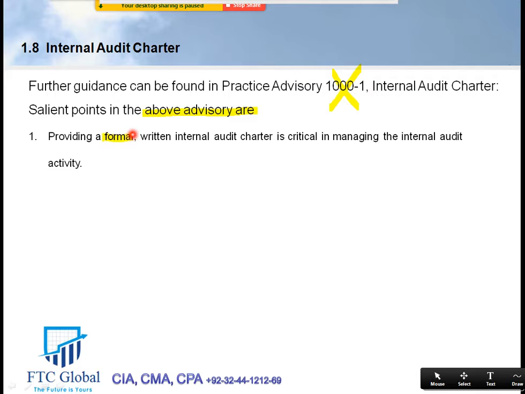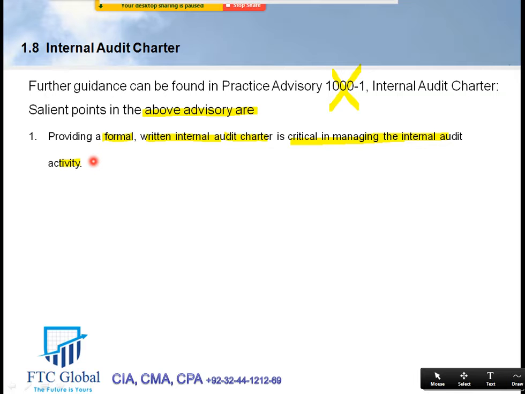written statement. A written internal audit charter is critical for managing the internal audit activity. It is crucial, because if there is no internal audit charter, there will always be ambiguity and confusion about what internal auditors can do and what they cannot do. If it is brought down in writing, in black and white, it becomes easily understandable for the parties who are in conflict. So it is crucial and critical that a written formal internal audit charter should exist for the internal audit department.